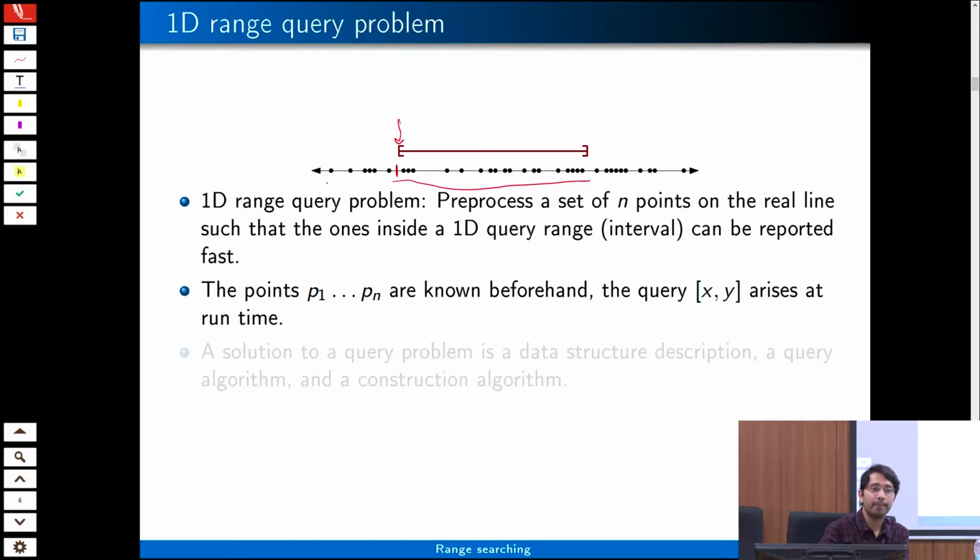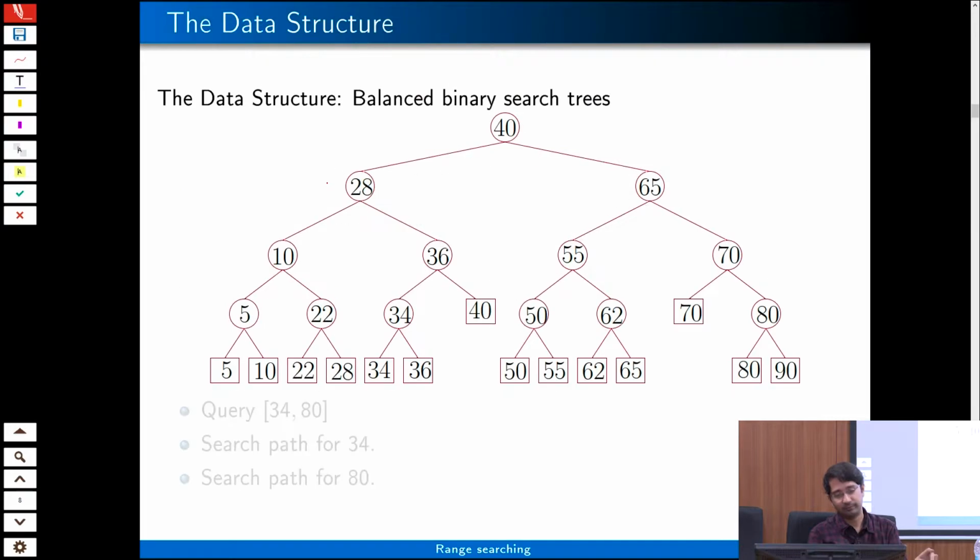What should we do? Balanced binary search tree. But here we create the balanced binary search tree in a different manner. How? The same way we have created the segment trees. So, suppose these are our given set of points, we store them as the leaf nodes.